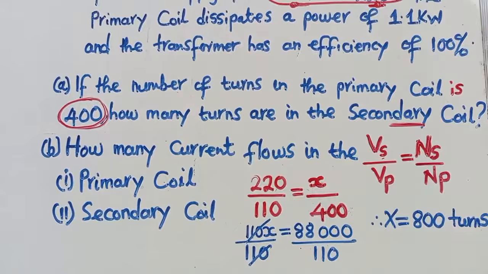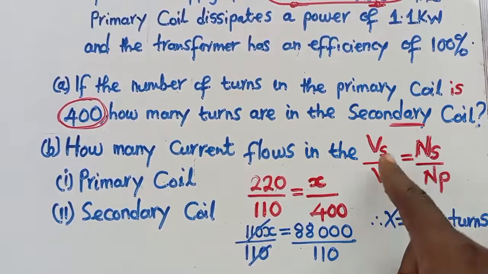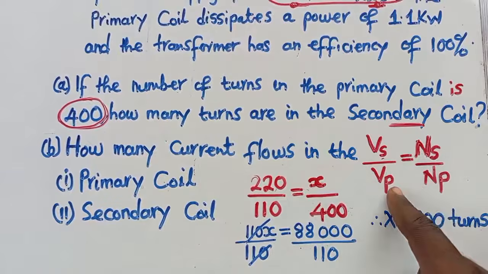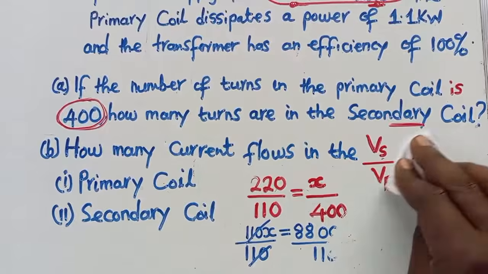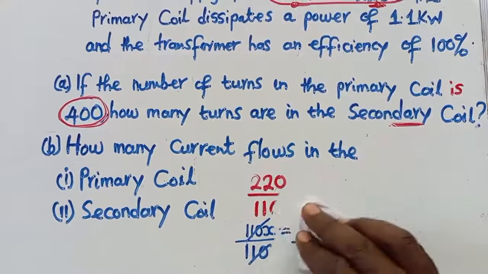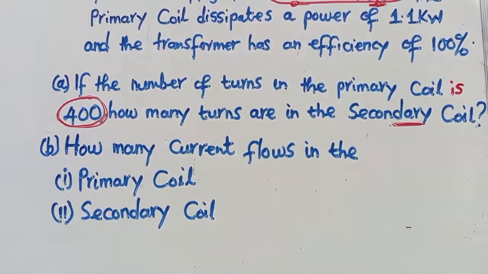We've calculated the number of turns. This is the formula you need to get. Whenever we are answering those questions, this is the formula we use: voltage secondary over voltage primary equals number of turns secondary over number of turns primary. As simple as that. Let us proceed now to the next question.